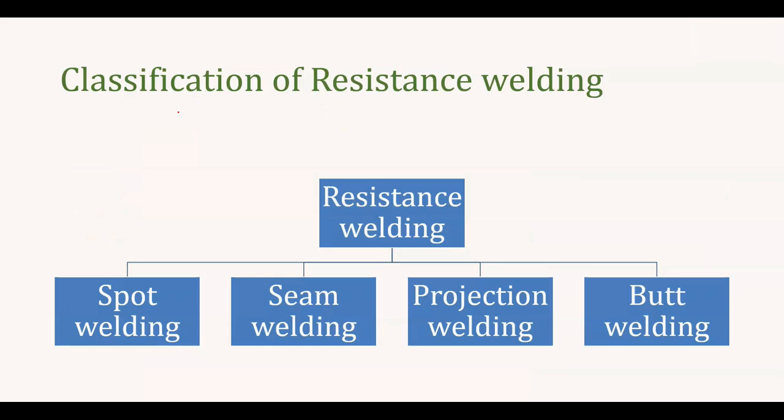There are four different types of resistance welding, starting from spot welding, seam welding, projection welding, and butt welding. We shall see them one by one in detail.